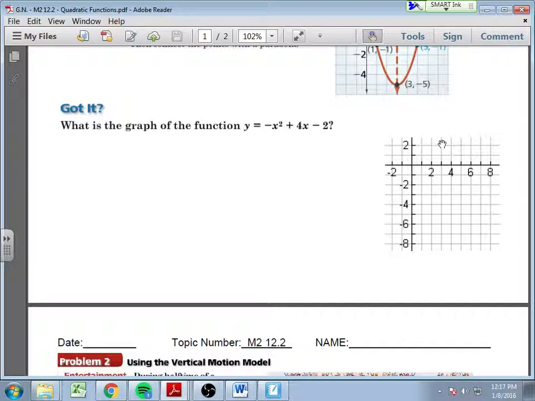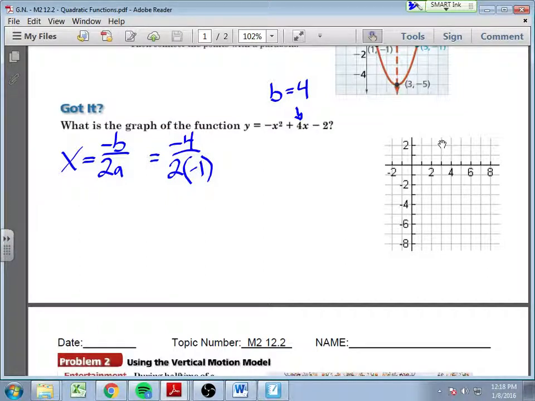We know, and you want to write down first, to find my axis of symmetry, x equals -b over 2a. I identify that my b is 4. Any issues with that? My b is 4. I look at the sign in front of it, because if that was a -4x, my b would be -4. So I plug in -4 over 2. My a is -1, because it's minus x squared, my a is -1. Any issues to here?